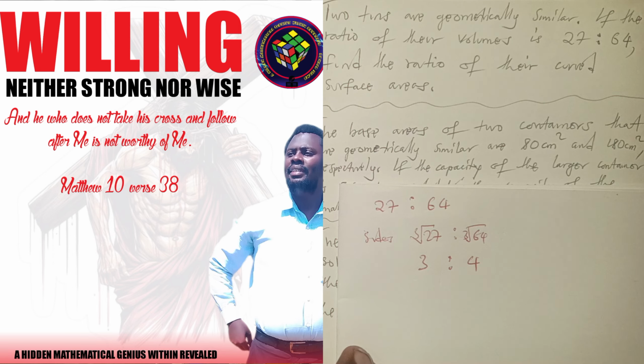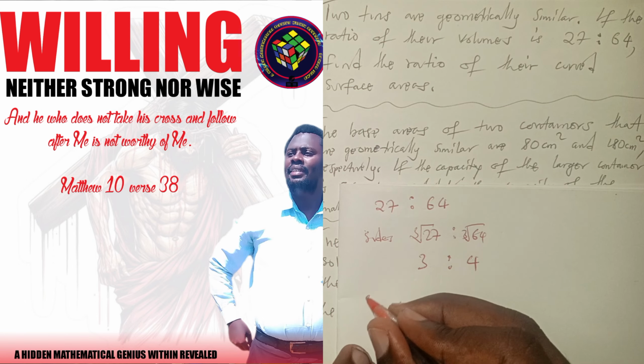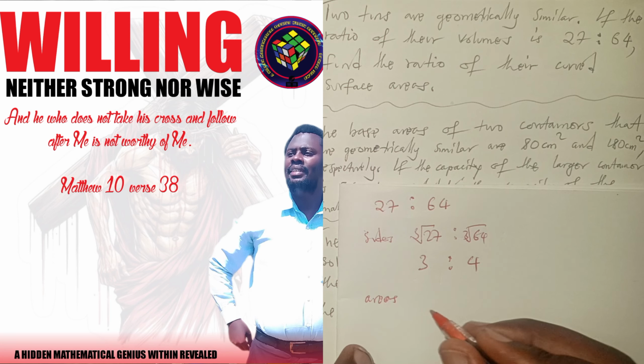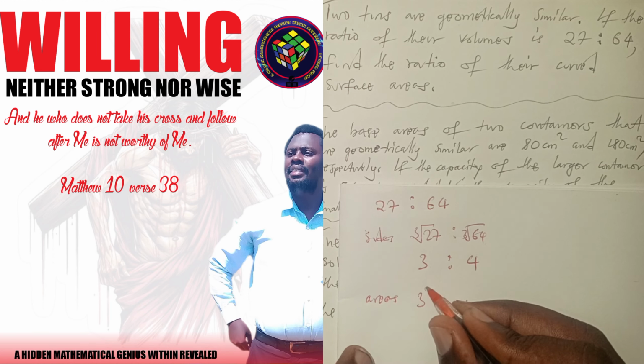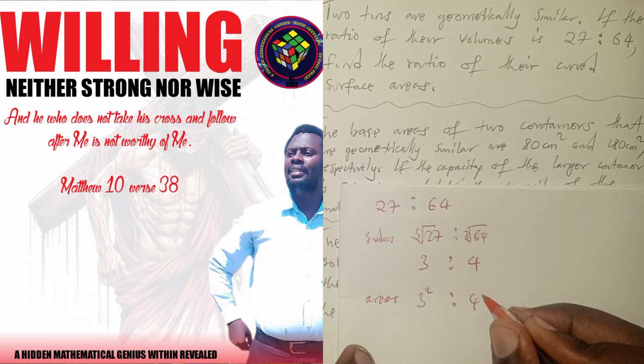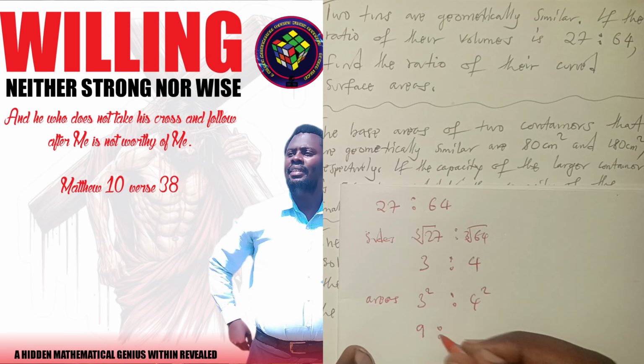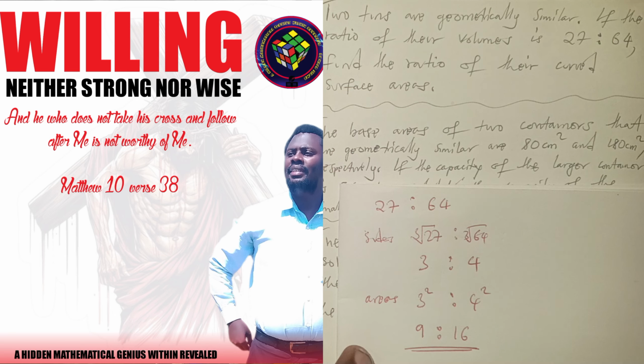So from the ratio of sides, we can now go to the ratio of areas. For the ratio of areas, you just square the ratio of sides. So it will be 3 squared to 4 squared. 3 squared, that is 9, to 4 squared, that is 16. So the ratio of their curved surface areas is 9 to 16.